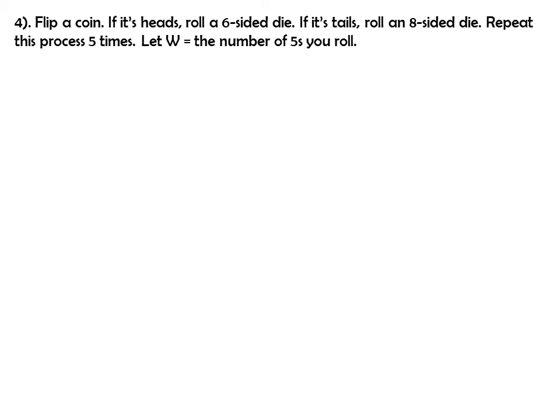Number 4: Flip a coin. If it's heads, roll a 6-sided die. If it's tails, roll an 8-sided die. Repeat this process 5 times. Let W equal the number of 5s you roll. So are there 2 possible outcomes? Yes, success is getting a 5 and failure is not getting a 5.